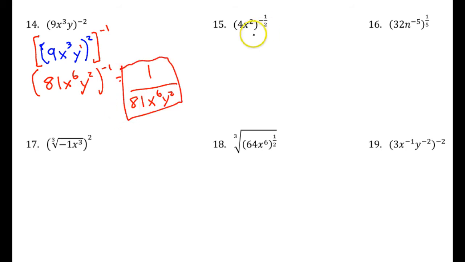Good. Negative 1/2 power. So 1/2 power means square root, negative means flip it. So let's do the 1/2 power. We got square root of 4x squared would be 2x, since 2x times 2x is 4x squared. And then we also have that negative, so don't forget about that. Let's do 1 over 2x. That will take care of that.